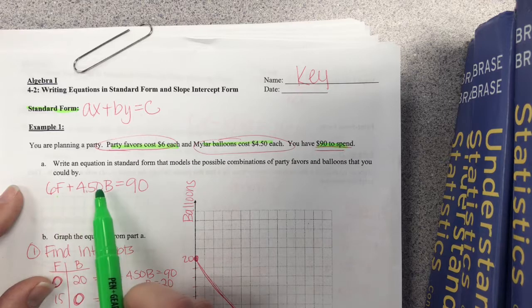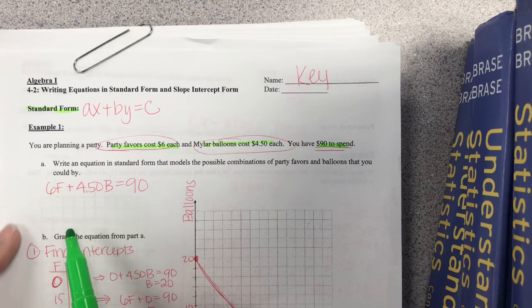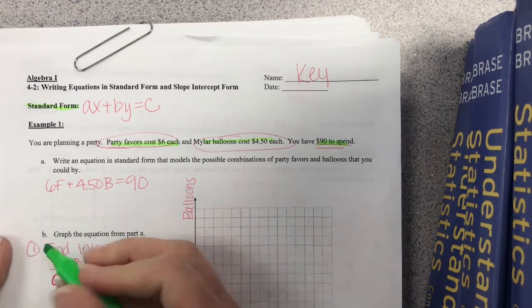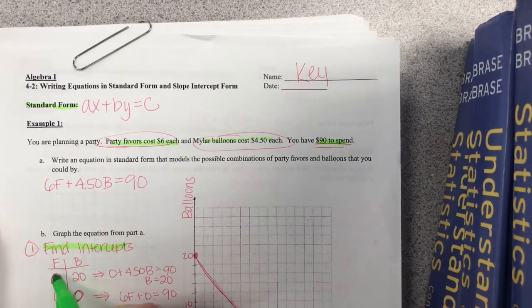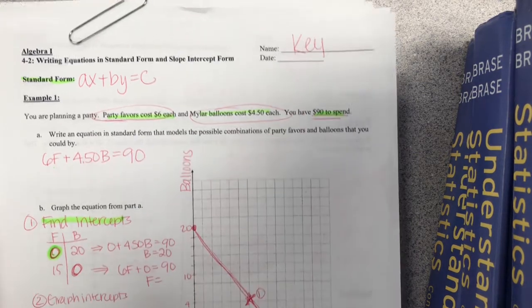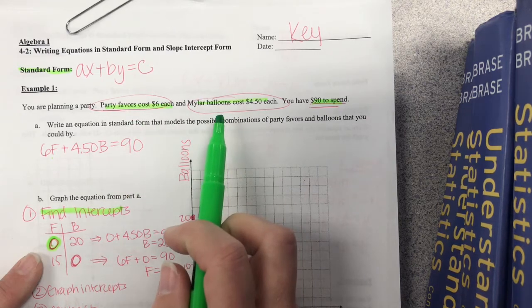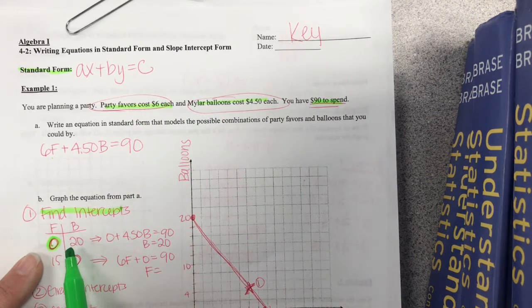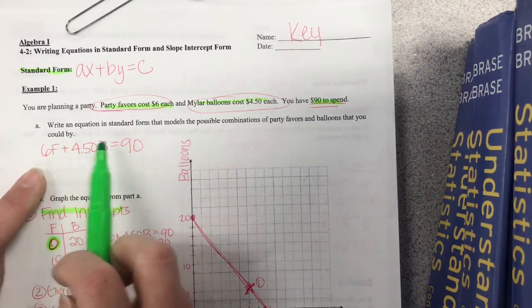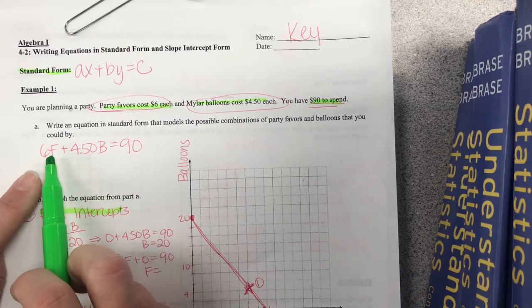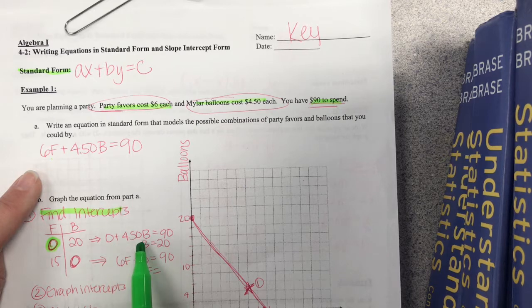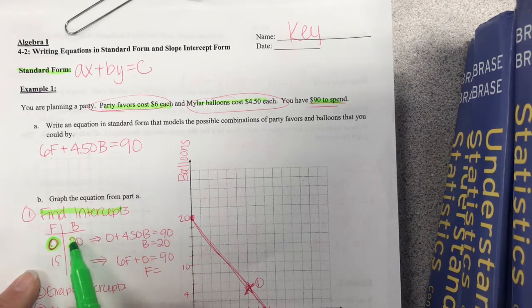You might need to use X and Y, but there is an easy way to graph this by finding the intercepts. So how we would find the intercepts is you first plug in a 0 for F. So it's like saying, hey, what if we don't want to buy any party favors and all we want to buy is balloons? So how I got this 20 was I just kind of repeated this equation with a 0 in for F. So 6 times 0 is obviously 0, plus the 4.50B is 90. So all I had to do here was divide 90 divided by 4.50, and I have 20, okay?